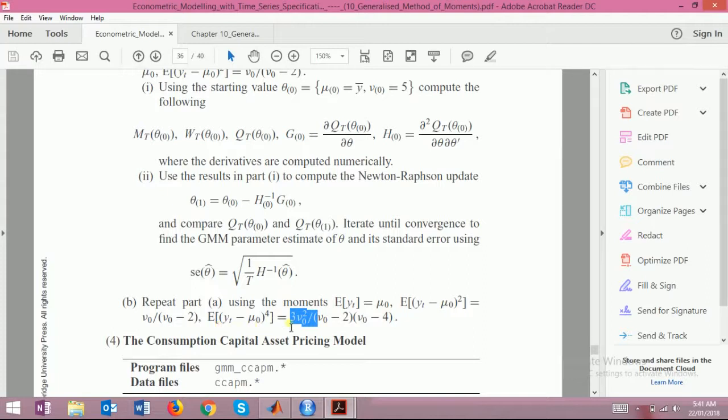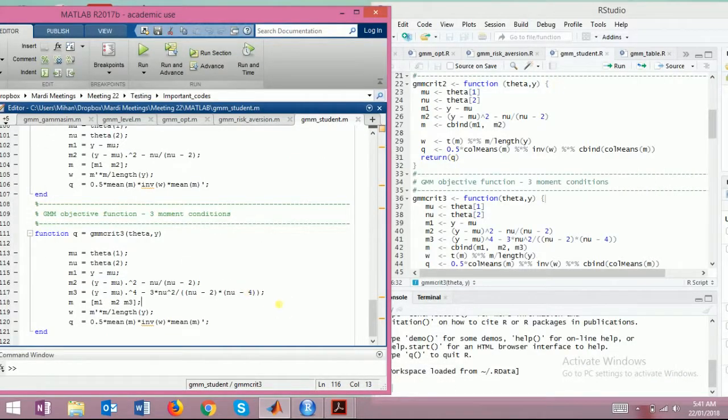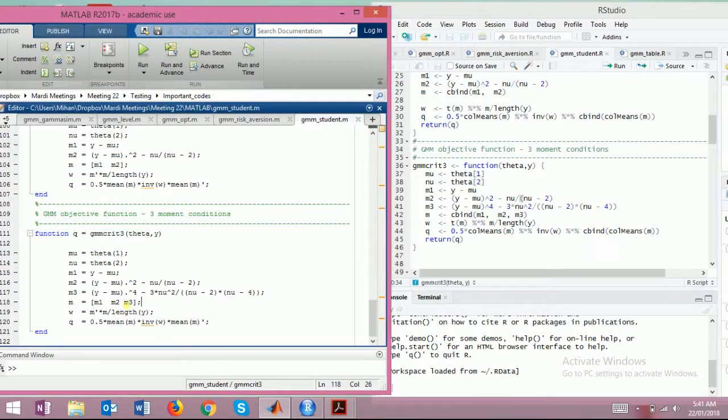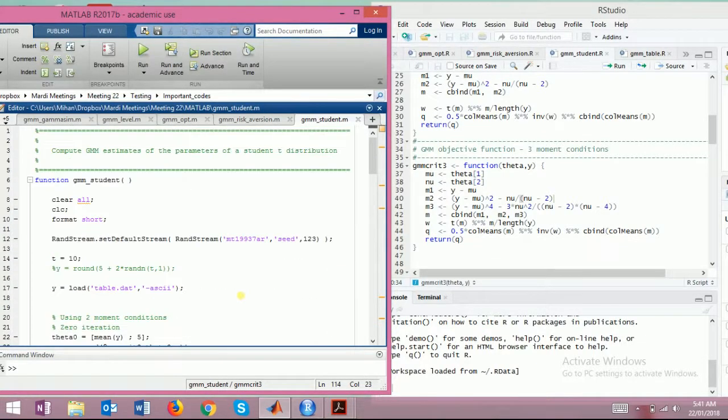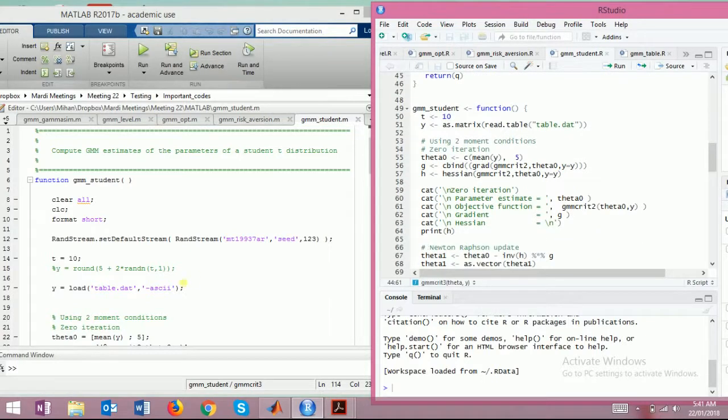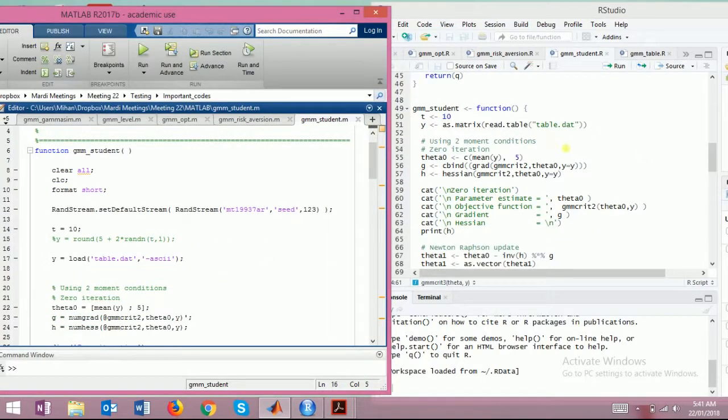So we combine them again with column bind. We want them in columns. Then this is column bind again. So we specified our moment conditions, and then we move on with t equals 10.